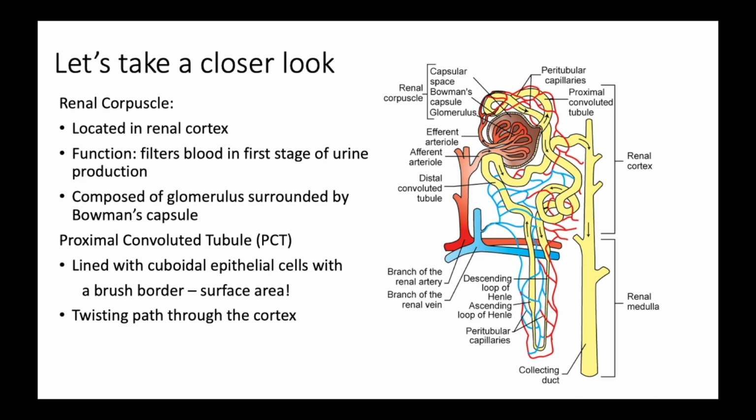And then we move on to the proximal convoluted tubule. So it's the first tubule, and of course convoluted means that it's nice and windy. So here's the proximal convoluted tubule.